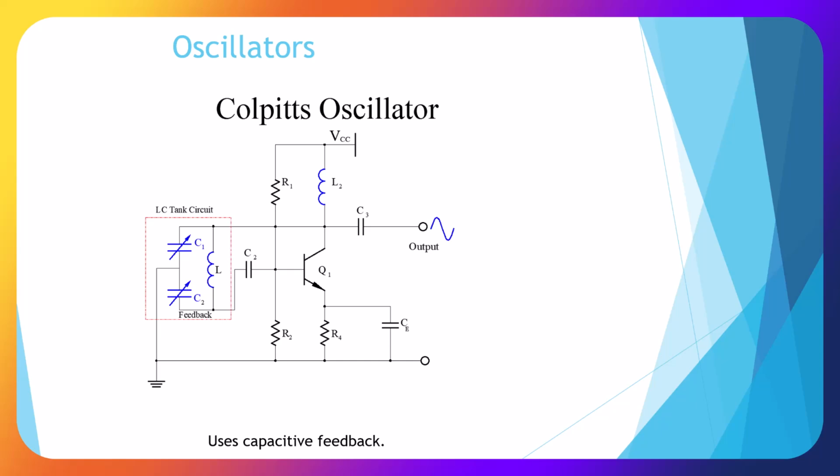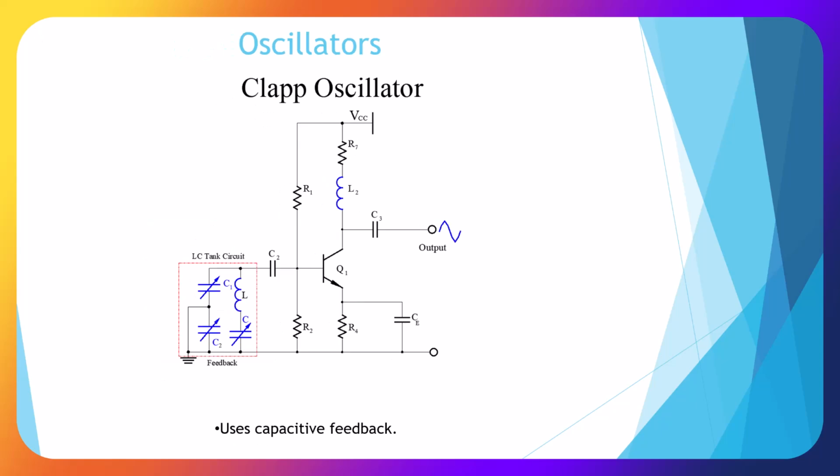Here's a Colpitts oscillator, and it uses capacitive feedback from our tank circuit, and it'll output a sine wave. Again, we have a transistor amplifier. This circuit requires a gain of greater than 1, and again, it could also use an op-amp. Here's a Clapp oscillator, and it uses capacitive feedback, and it's a version of the Colpitts oscillator. And here we have capacitive feedback, and we've added an inductor in the output circuit.